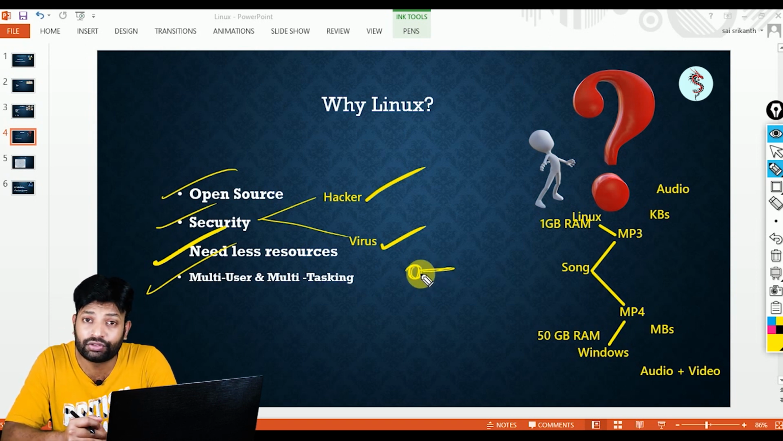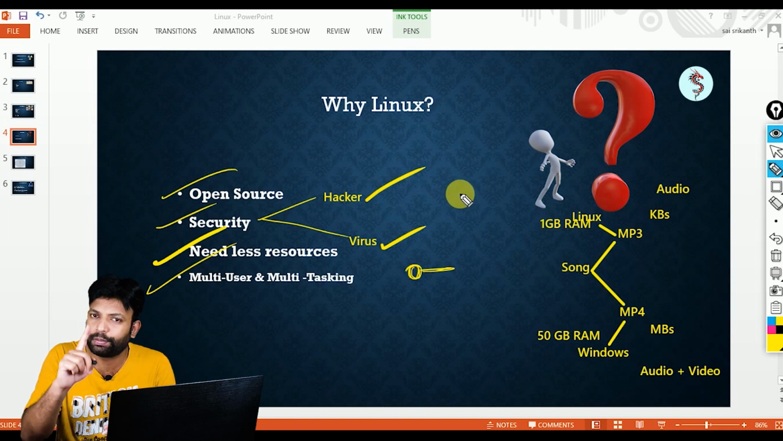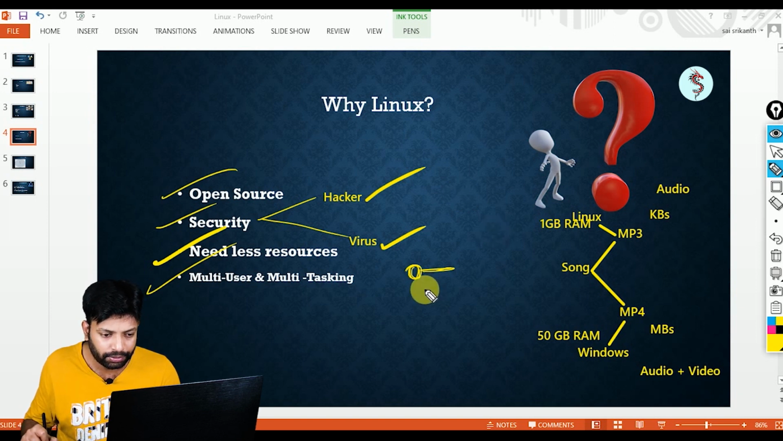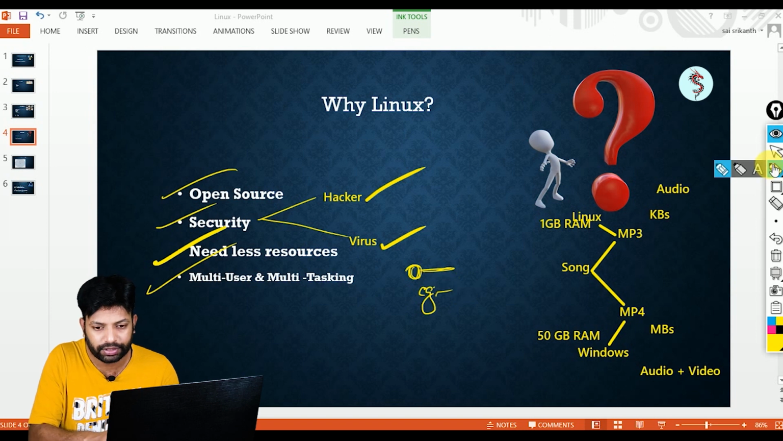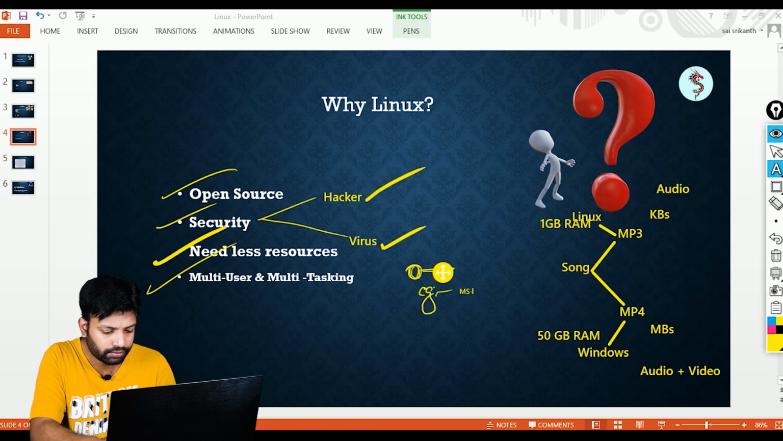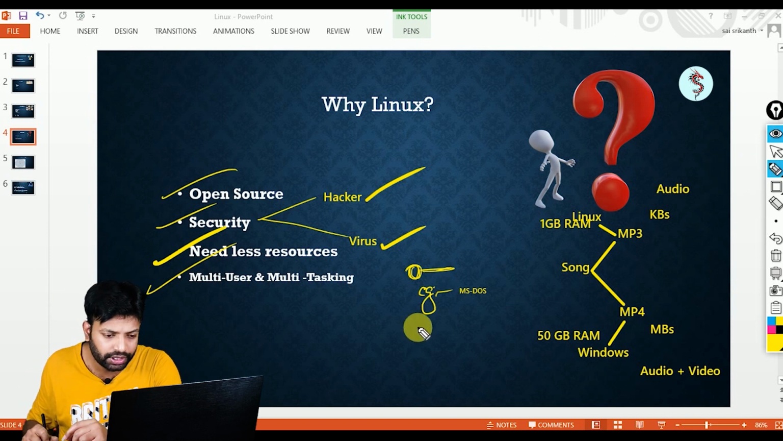Earlier in Windows, we used to have MS-DOS, correct? In that MS-DOS, disk operating system, there were only command line features. There were no graphical features, only command line, correct? So that's the best example I can give you for single user and single task. One user can sit in front of the computer, and he can perform only one task at a time. One user, one task. Here the example is MS-DOS.